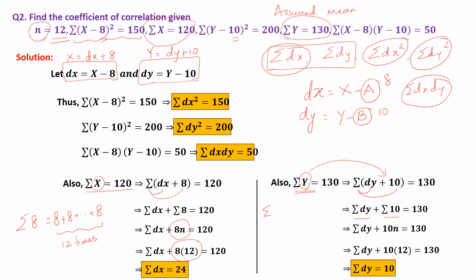What does sigma 10 mean? You are adding 10 how many times? N times. And that is nothing but 12 times in our problem, because n is 12. So when you are adding 10 12 times, it becomes 120. So 130 minus 120, and thereby you are getting sigma dy is equal to 10. So you have now calculated sigma dy also. All the values are obtained from the given data, and we shall now use the assumed mean formula to calculate the value of rho.